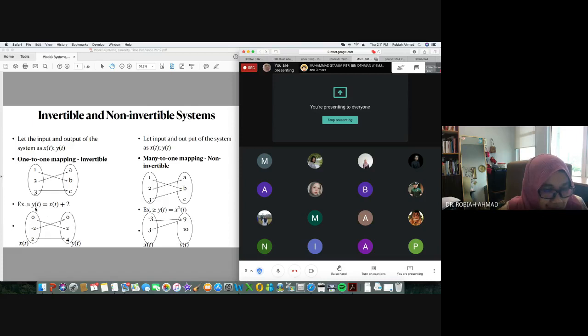So let's say we have here a system with y(t) equal to x(t) plus 2, and then if we map here, it is one to one. Whereas another example, y(t) equal to x squared (t), when we map, it is many to one mapping. So this is an example of invertible and non-invertible.